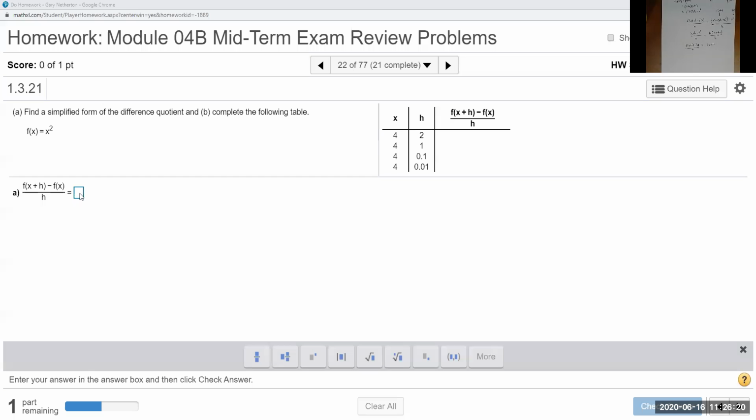All right, so I think right here, I'm going to plug in 2x plus h.